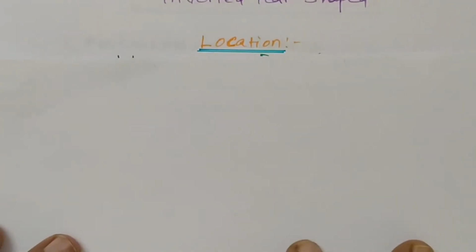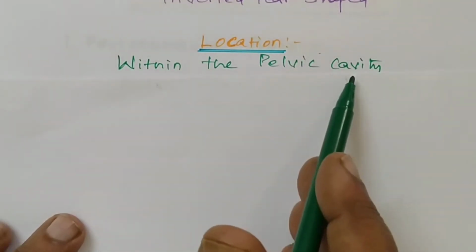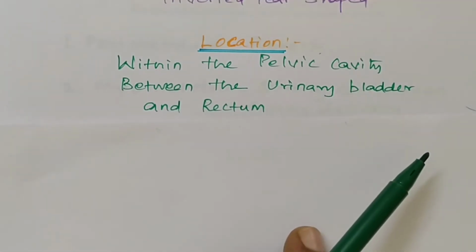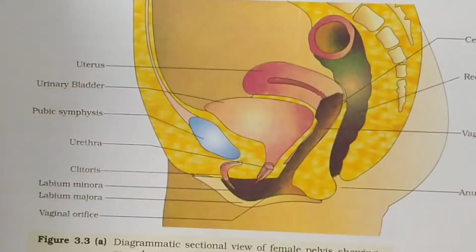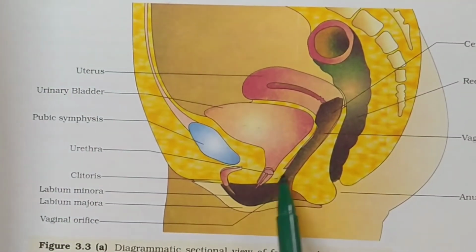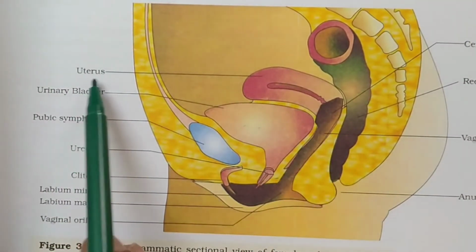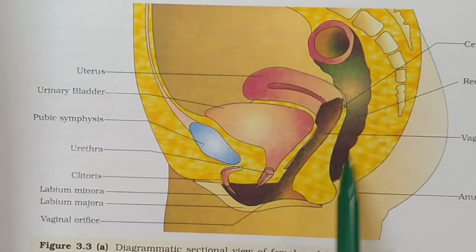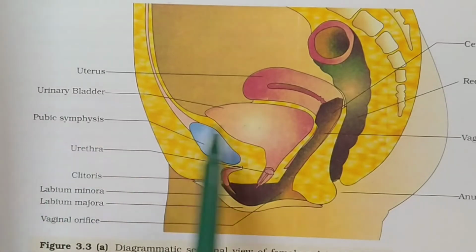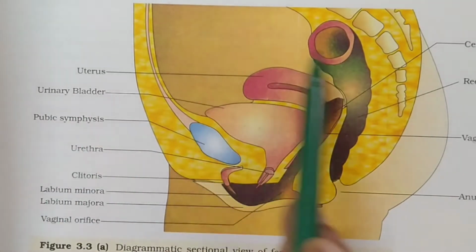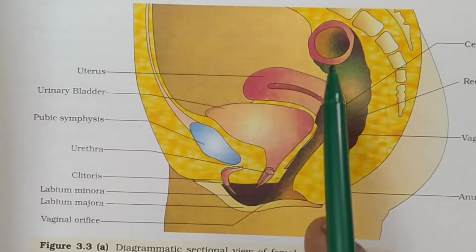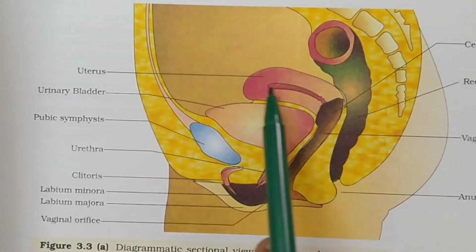Just now we discussed the location: within the pelvic cavity and in between the urinary bladder and rectum. I will show the picture given in the NCERT book. See, this is the uterus. This uterus is present between the rectum and the urinary bladder. So the uterus is located within the pelvic cavity, in between the urinary bladder and rectum.